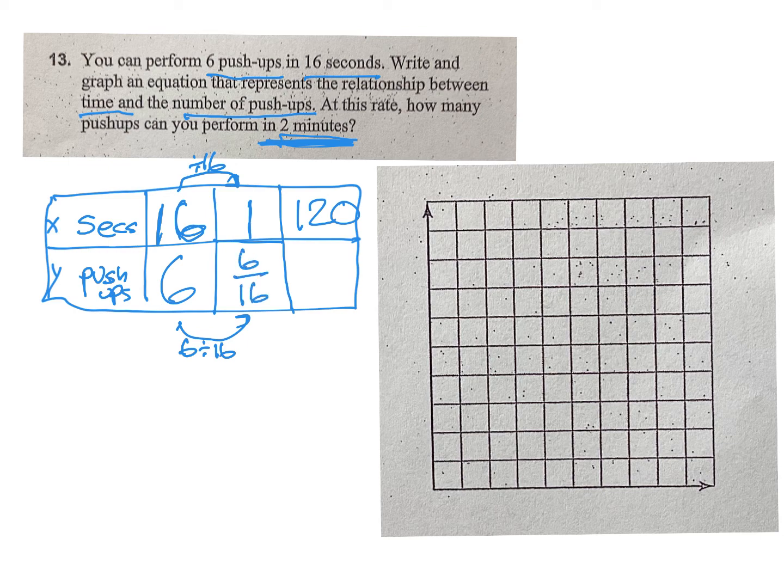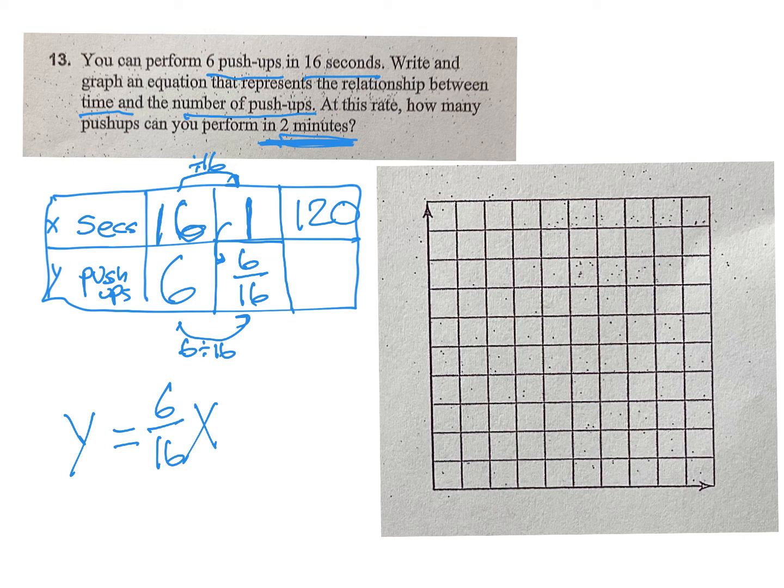16ths. All right. Now, here's the tricky part. You have y equals something x. Now, x is your independent number. So, independent would be this 1 here. And the dependent is, once you figure out how many seconds, then you can figure out how many push-ups. So how do I get from 1 to 6/16? Well, anything times 1 is itself. So 1 times 6/16 is going to get me the 6/16.